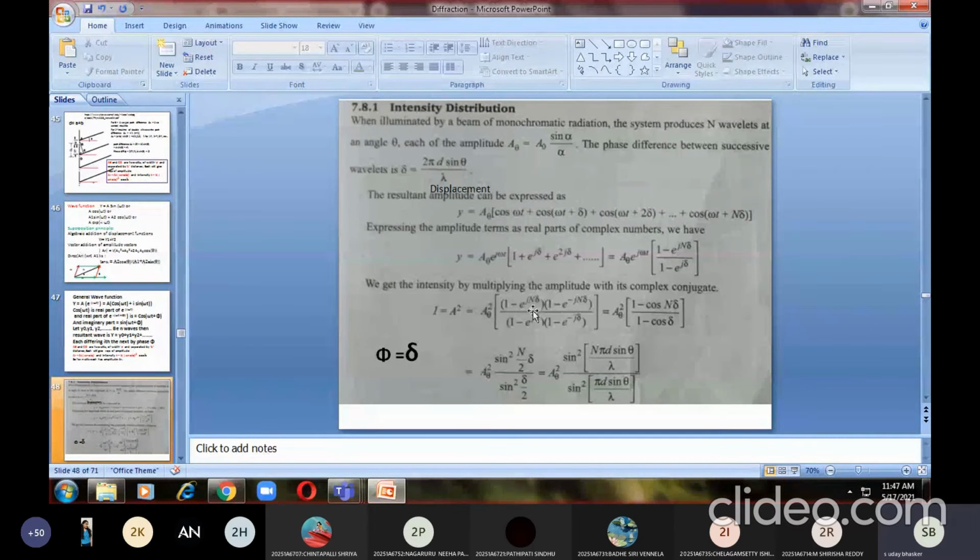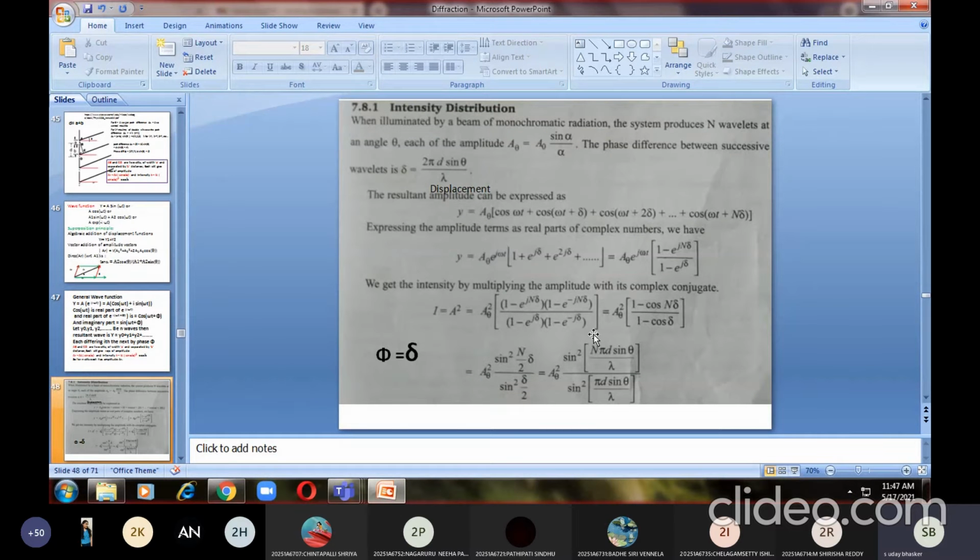So upon simplifying this expression using the definitions for cos and sin, you remember that cos theta and sin theta can also be expressed in terms of e to the power of i theta. Cos theta is equal to (e to the power of i theta plus e to the power of minus i theta) by 2. That way you can express these terms in terms of cos n delta and cos delta. This expression is equal to A square into (1 minus cos n delta) by (1 minus cos delta).